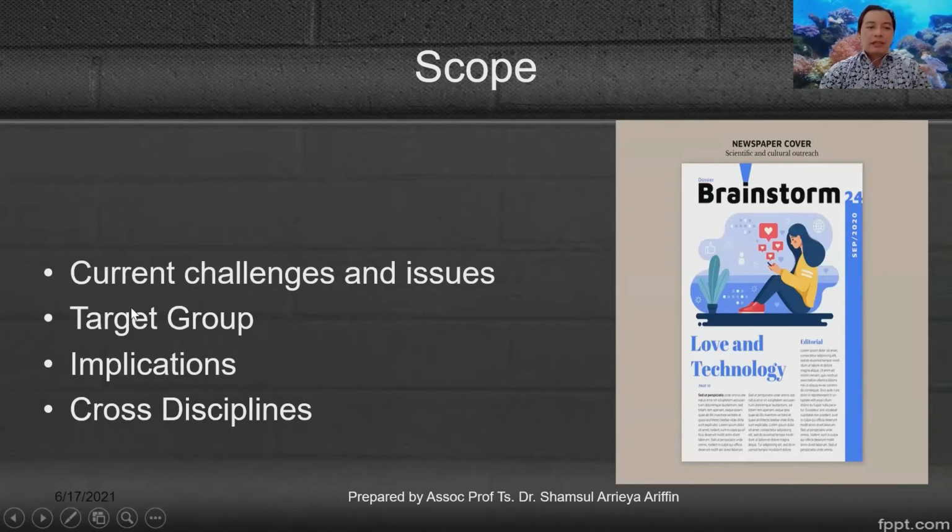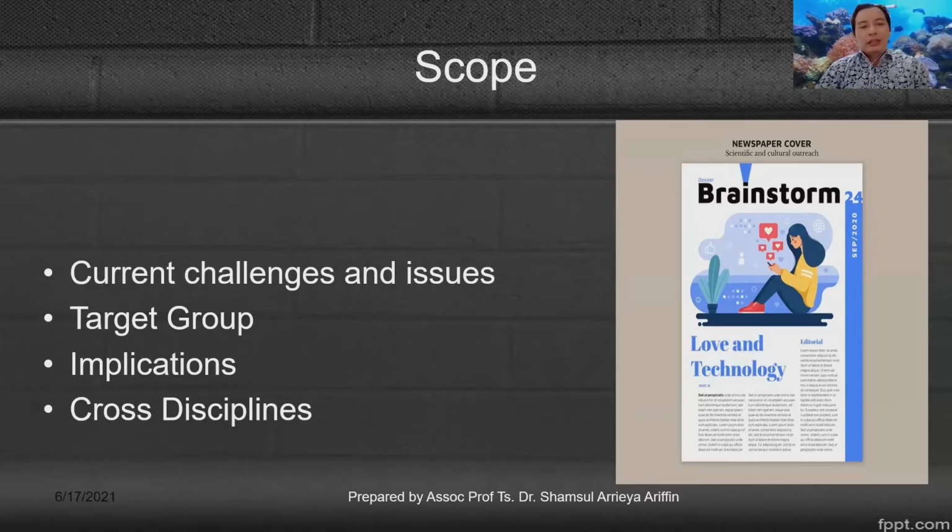Another example is the target group. Who do you target this article for? Is it for the B40? Do you want to target the elderly, or do you want to target politicians? You need to know who the target of this particular article is. Current challenges is like, if you write a proposal, it's like your problem statement. You need to know what the current challenges and issues are, and the target group is like your scope. Who do you want to target these articles for?